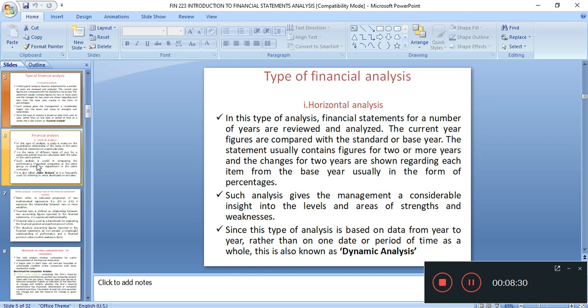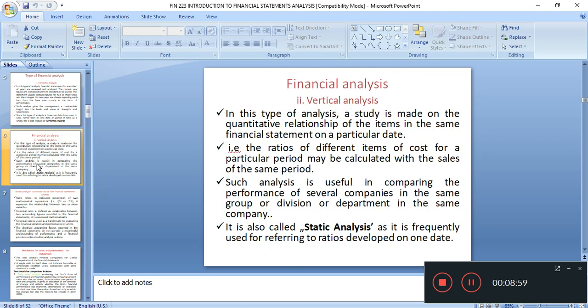Since this type of analysis is based on data from year to year, rather than one year, date or period of time as a whole, it is also known as dynamic analysis, meaning that, as I have said, we look at two years and we compare. In this year we did this, and we have a weakness or strength.